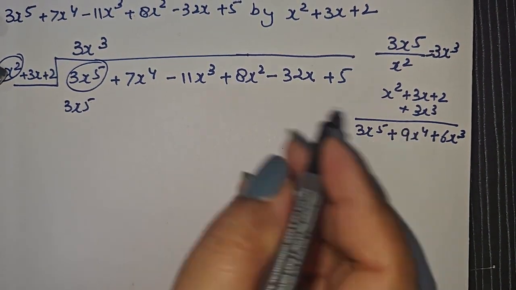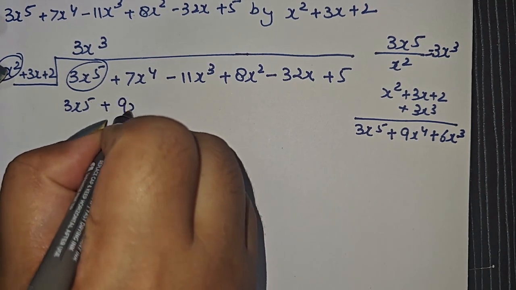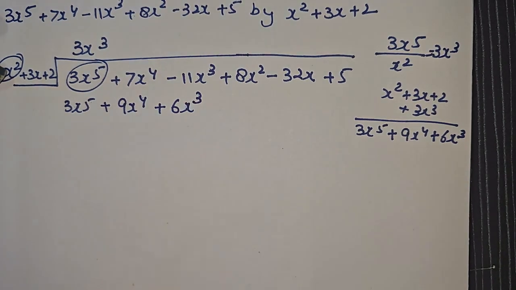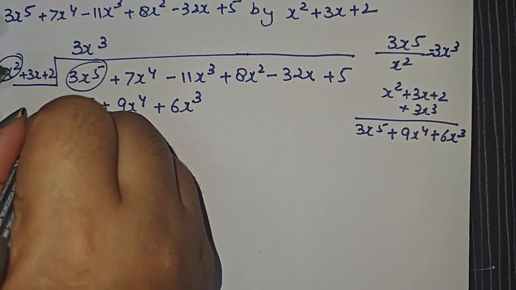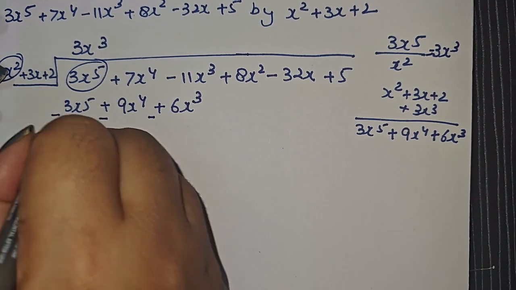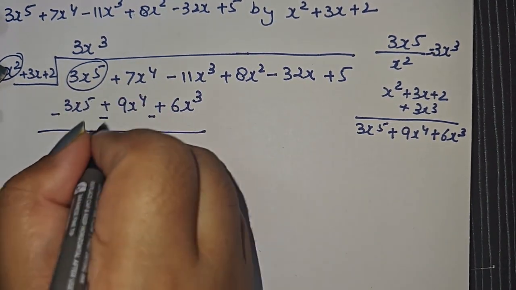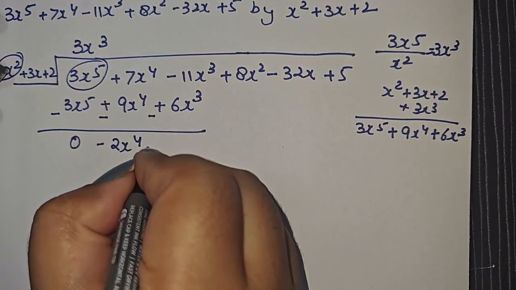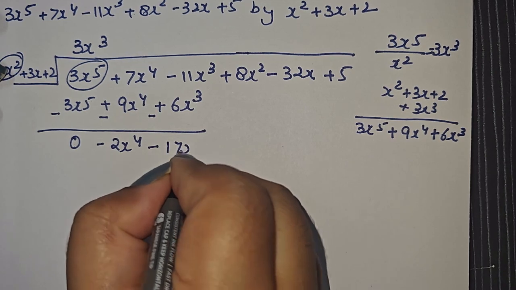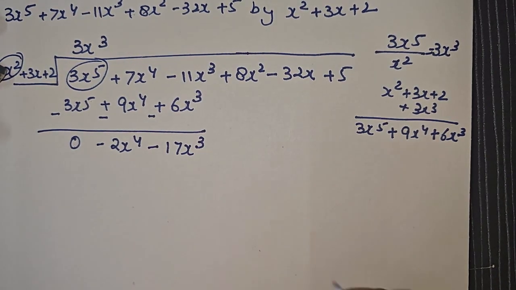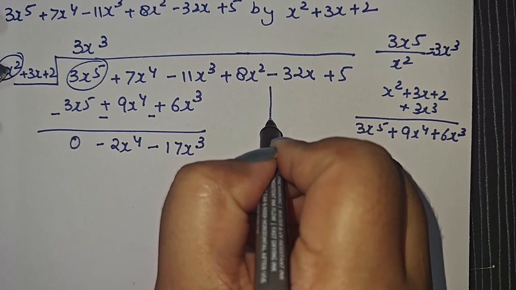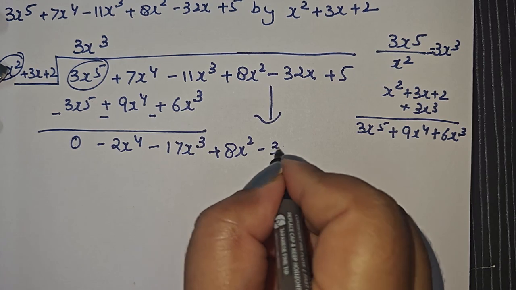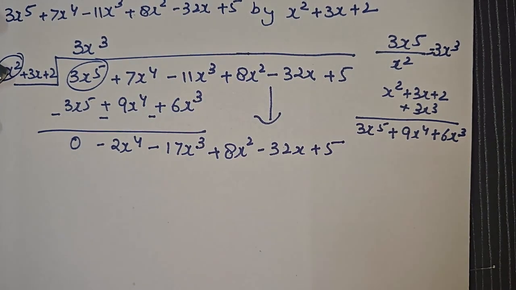Next we have x to the power 4. Then we have plus 6x to the power 3. Since we have to subtract, let's change the sign. This one will be 0. This one will be minus 2x to the power 4, and minus minus, so this one will be minus 17x to the power 3. Now we will bring the remaining terms down. So we have plus 8x square minus 32x plus 5.